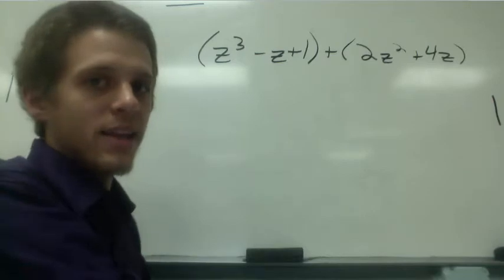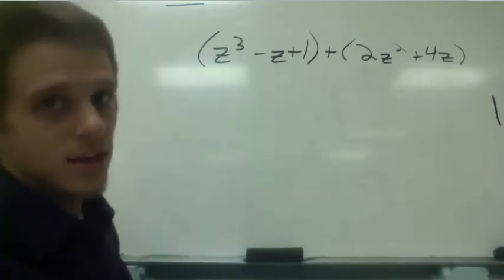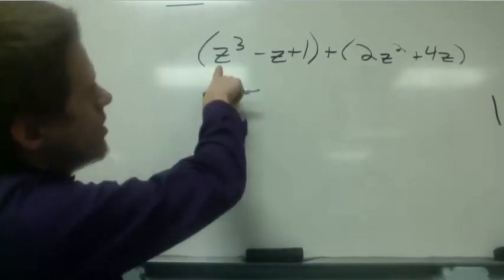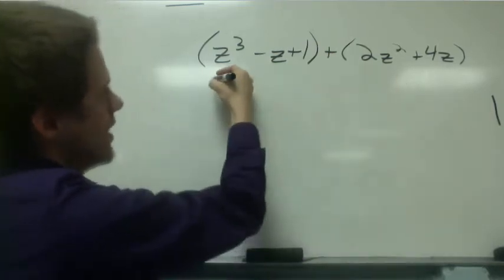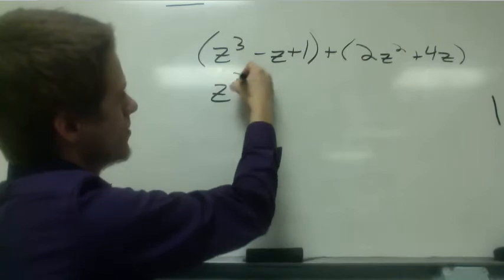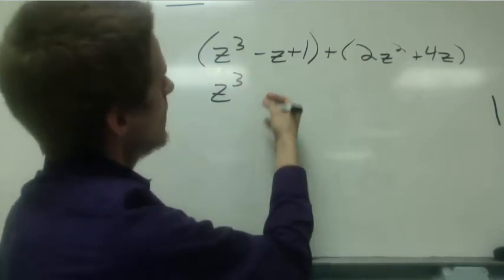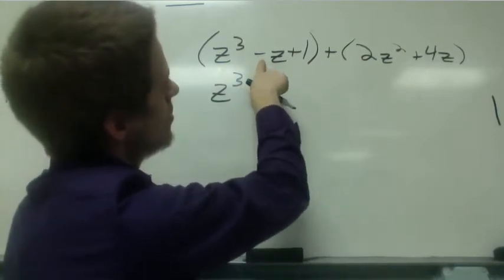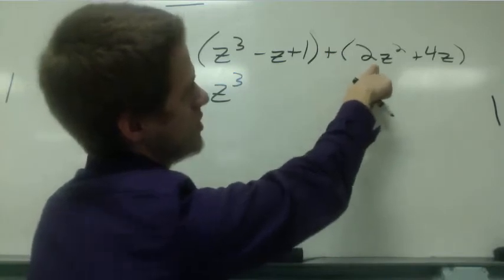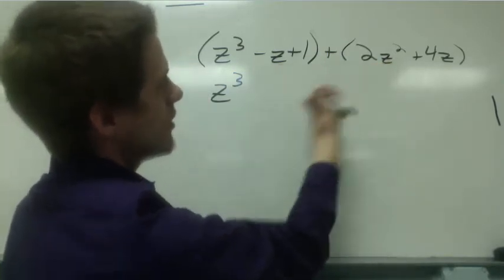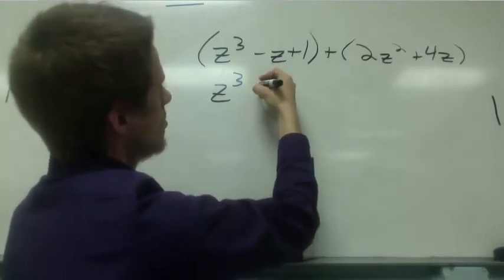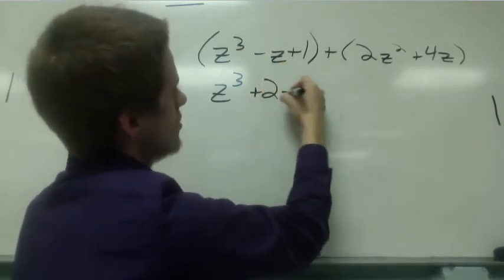So when we're adding these two together, same thing, let's look for any like terms. Z cubed. There's no other like terms with that, so let's bring it down. Z cubed. 2z squared, I could write that one next. It's my next highest exponent. Nothing can combine with that. So plus 2z squared.